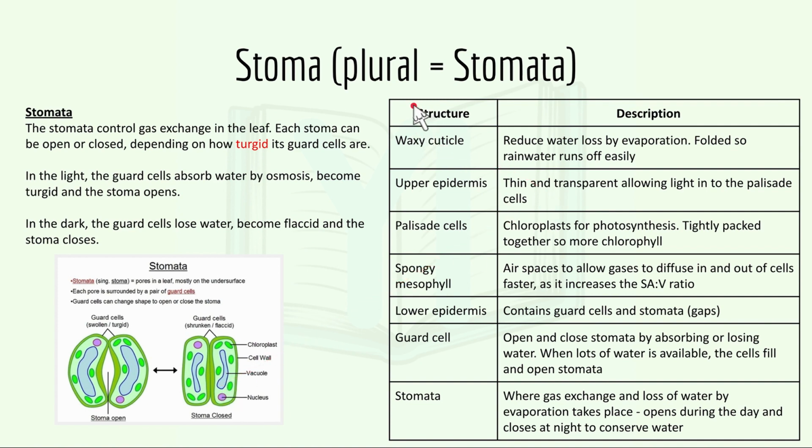And here's the structure of the leaf. The waxy cuticle, the upper epidermis, palisade cells, spongy mesophyll, lower epidermis, guard cells, and stomata, where gas exchange and loss of water by evaporation take place, and which open during the day and close at night to conserve water. So for gas exchange through the stomata, obviously the plants need carbon dioxide for photosynthesis, so they take it in, and oxygen leaves.